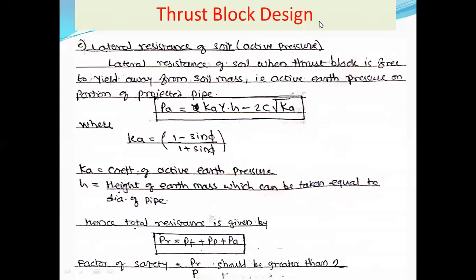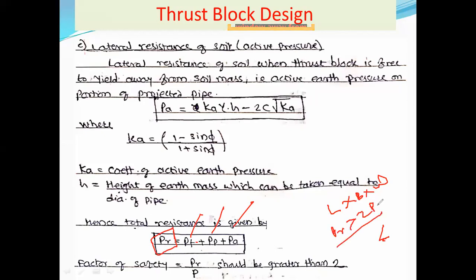So I was telling you that if the factor of safety is coming less than 2, then we should not accept those dimensions. We have to consider higher dimensions, which means we have to increase the length, breadth, and width of that block. Once again, we have to calculate the values of resisting forces and then check the value of PR again. If the value of PR is greater than twice of P, then we can accept the dimensions of the block. In this way, we have to design this thrust block.